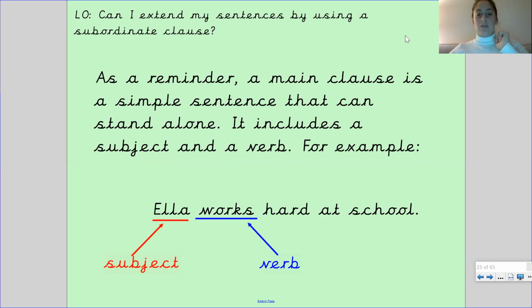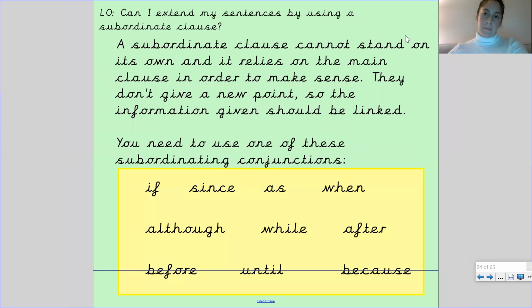Now, if I was to say to you, Ella works hard at school, would you understand what I'm saying? Yes, even though it's a simple sentence, it makes sense. A subordinate clause cannot stand on its own, and it relies on the main clause in order to make sense. So if I was to say the subordinate clause to you on its own, you wouldn't understand what I'm talking about. It doesn't have enough information, as it just adds information linked to the main clause.